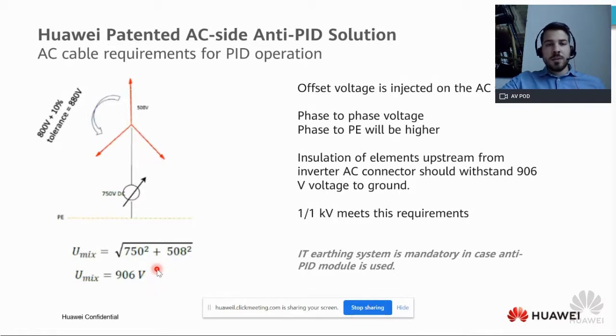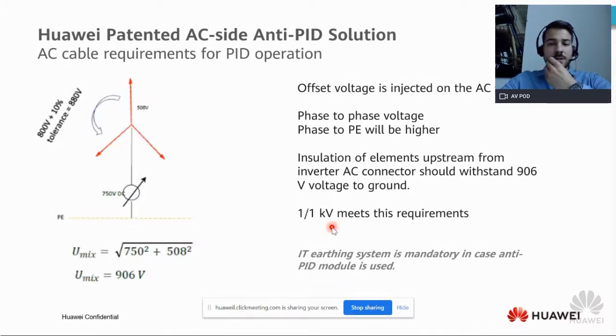So it means that our cable should withstand this kind of voltage. We have checked with many cable suppliers, and the 1/1 kV standard cable meets these requirements. Although some cable suppliers say that the 0.6/1 kV cable also meets this requirement, this should be decided case by case by the developer, the installer, or the designer who is responsible for this. But for sure, the 1/1 kV cable meets this requirement.